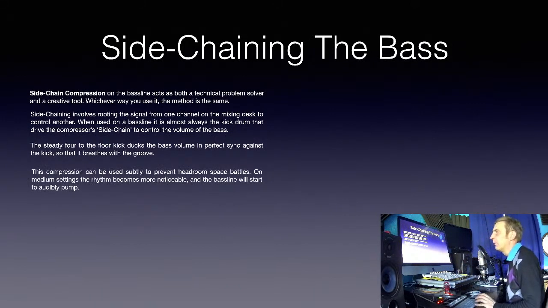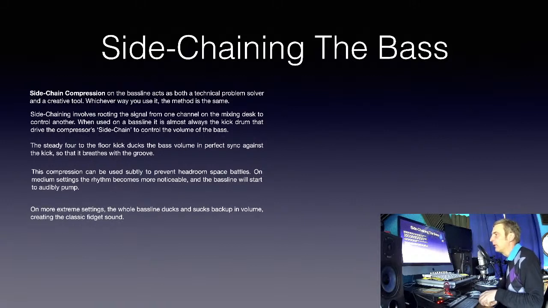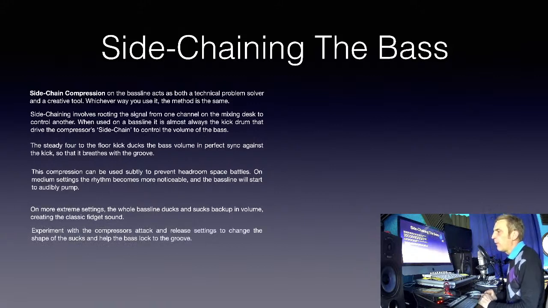This compression can be used subtly to prevent headroom space battles. On medium settings, the rhythm becomes more noticeable and the bass line will start to audibly pump. On more extreme settings, the whole bass line ducks and sucks back up in volume, creating the classic fidget sound. So that kind of womp womp womp. Experiment with the compressor's attack and release settings to change the shape of the suck, and that helps the bass lock into its groove.